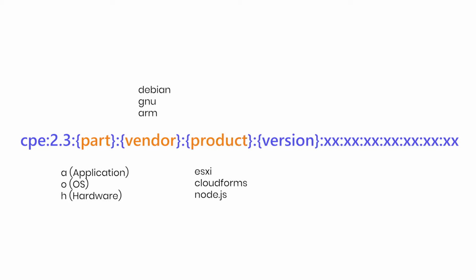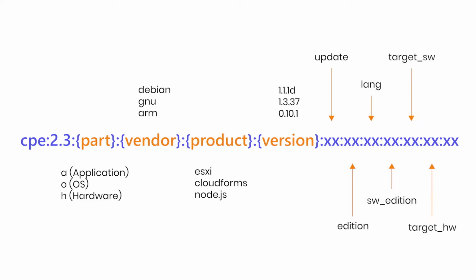A CPE string consists of several fields. The CPE version, with the latest being 2.3. The part, which is either application, operating system, or hardware device. The vendor, the product, the version, and other less commonly used fields.